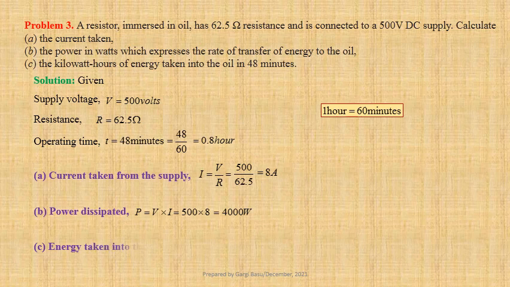Energy taken into the oil W equals P into T. Using values we get 4000 into 0.8, that is equal to 3200 watt hours or 3.2 kilowatt hour.